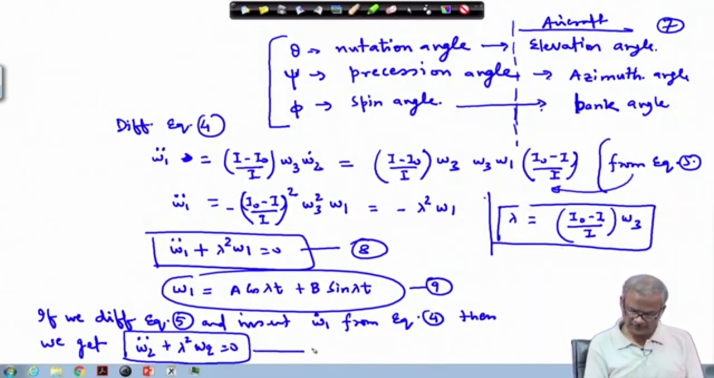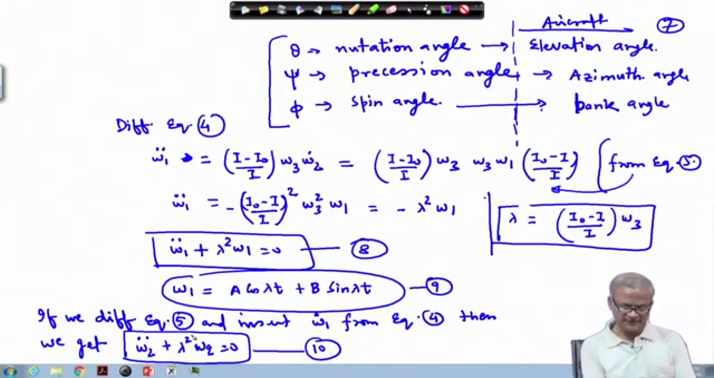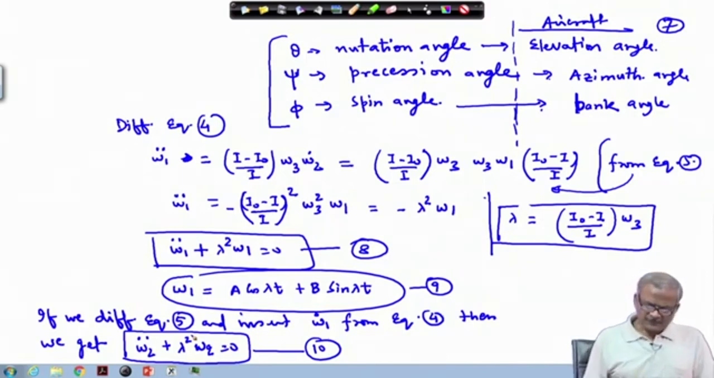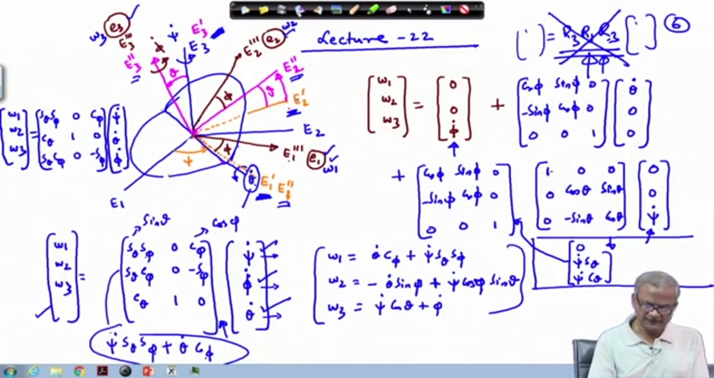So, this is also the equation of simple harmonic motion. It says that omega 1 and omega 2 are harmonic in nature. They are oscillatory, and we also see that omega 1 and omega 2 are perpendicular to each other, because they are along perpendicular directions.